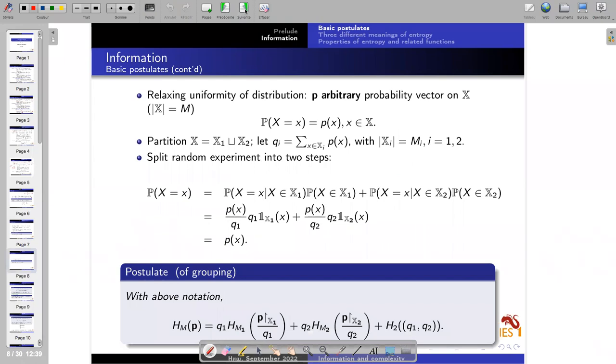Now a third postulate. Now the idea is to relax the uniformity of the distribution, because up to now we have considered only uniform probabilities. But now suppose that you have an arbitrary probability vector on x. That means the only thing you know is that p of x is positive and the sum is equal to one, nothing else. It must not be the same for every x. Now partition the set capital X into two disjoint sets x1 and x2. Suppose that both of them are non-empty.